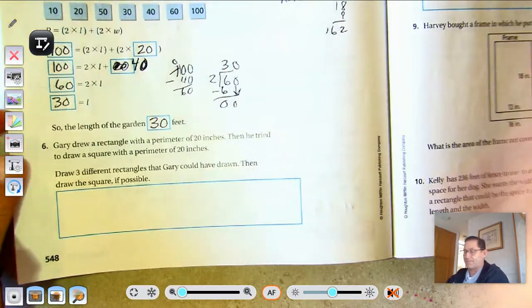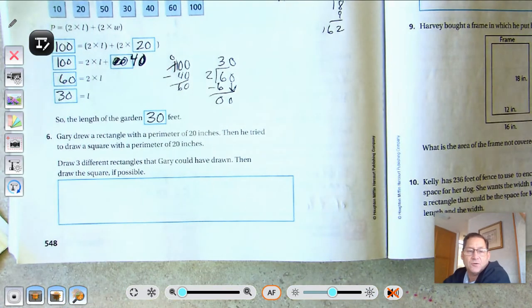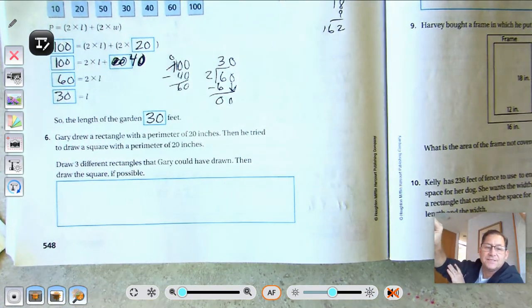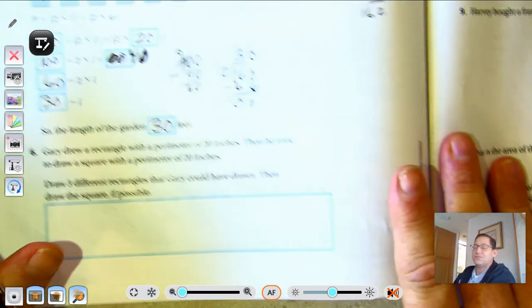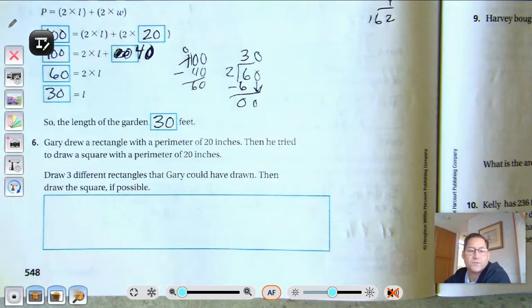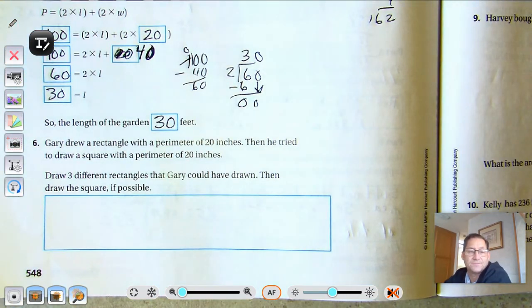Number 6. Gary drew a rectangle with a perimeter of 40 inches. Then he tried to draw a square with a perimeter of 20 inches. Draw 3 different rectangles that Gary could have drawn, then draw the square if possible.